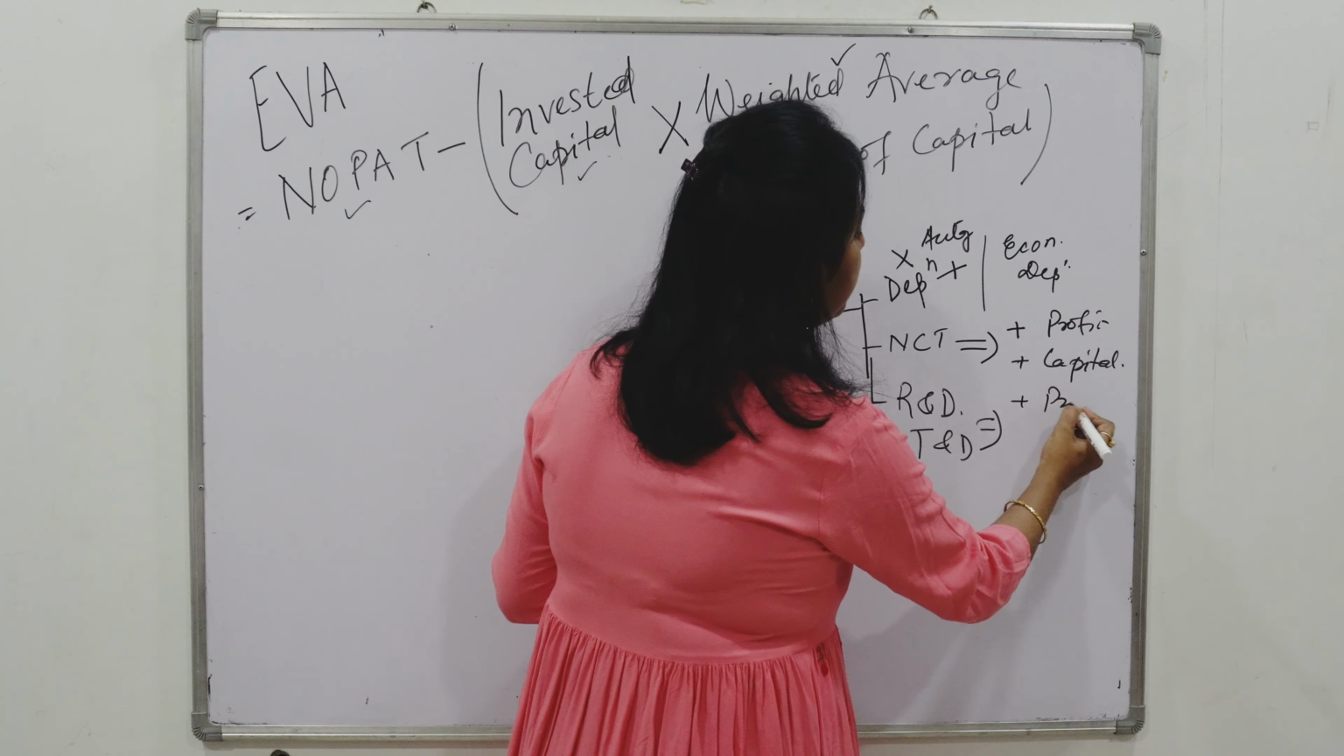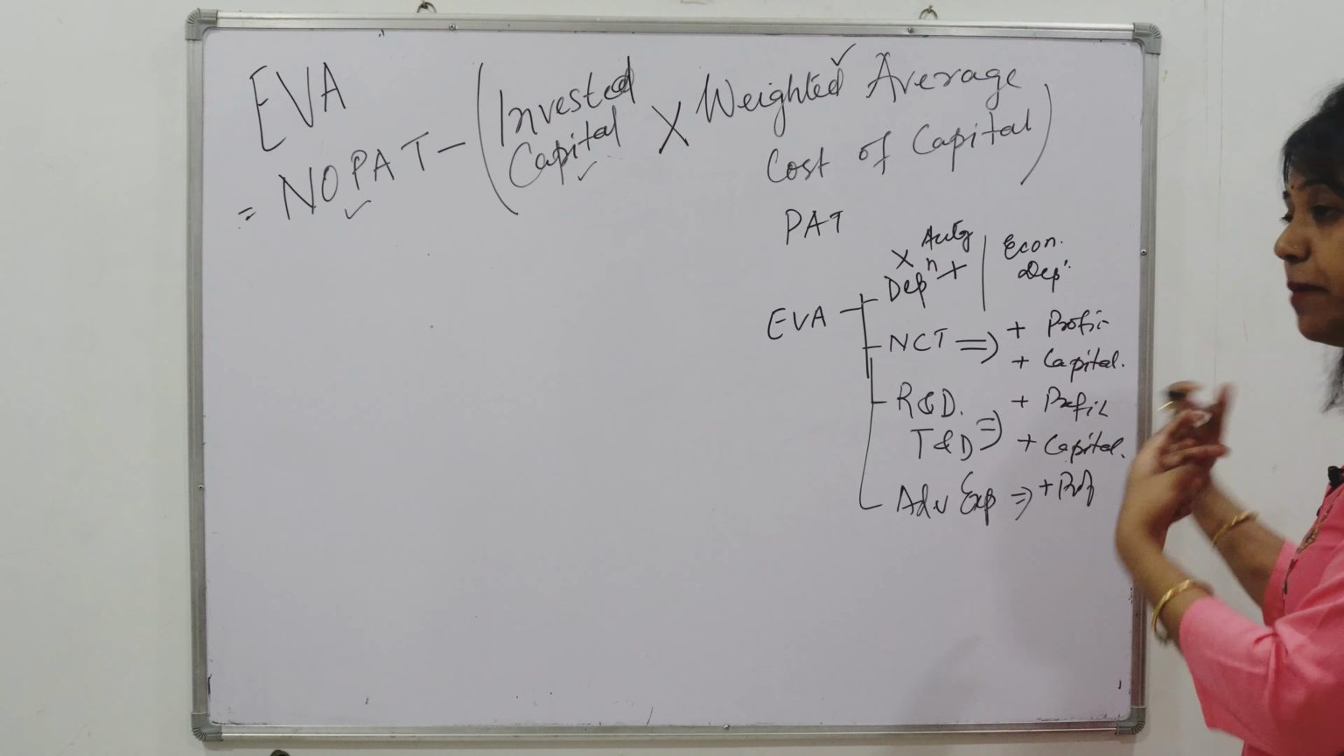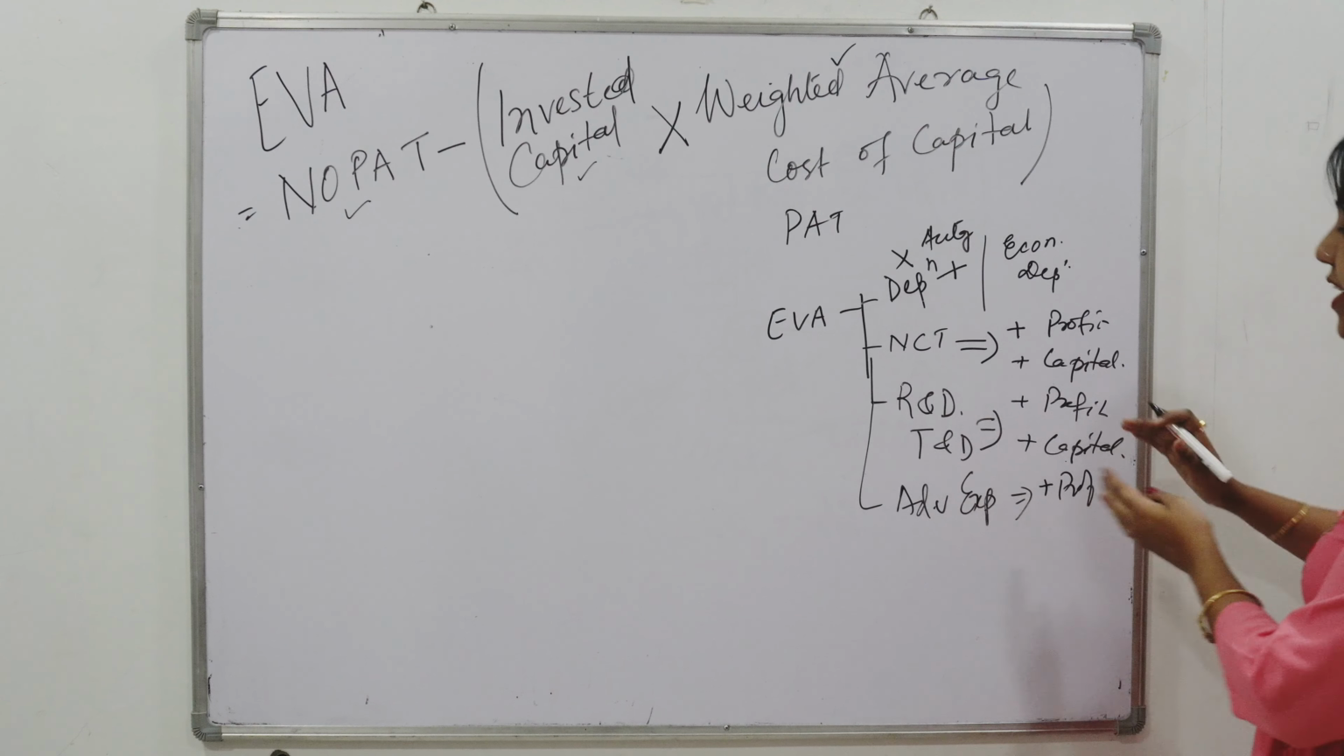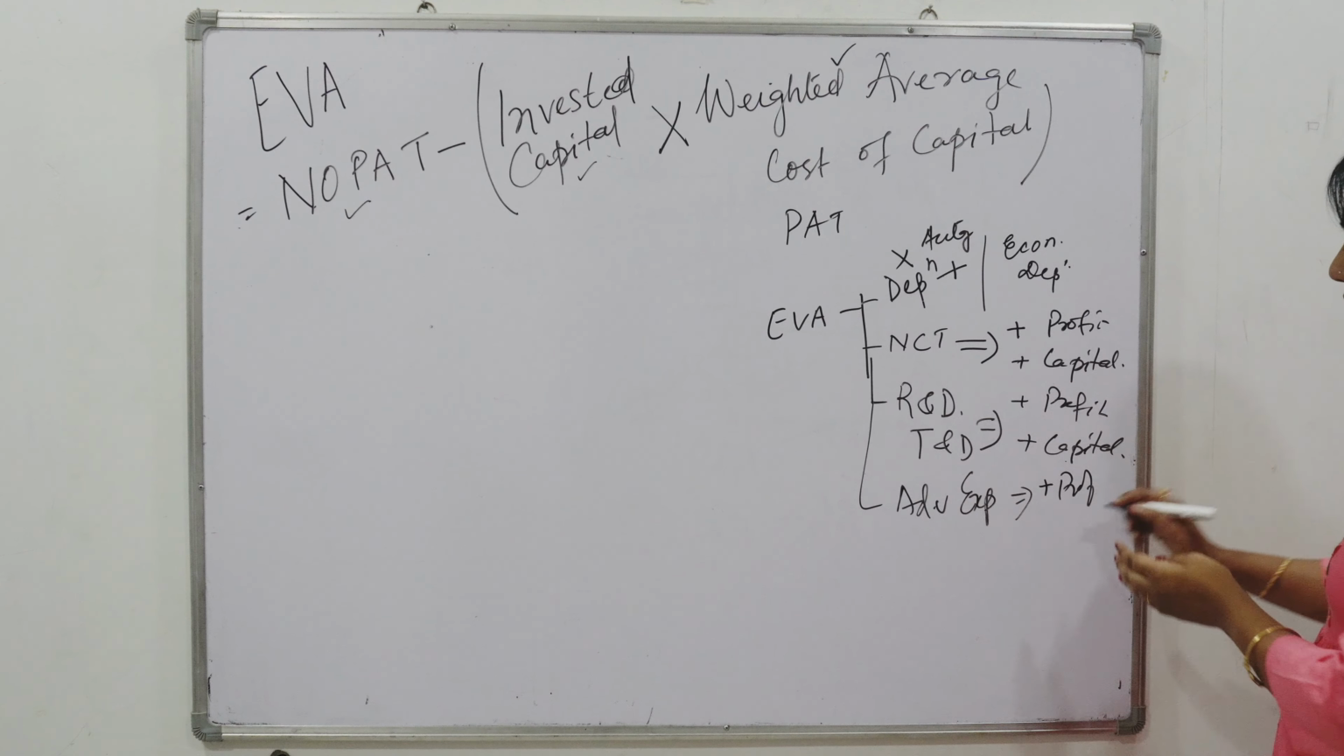Similarly, advertisement expenditure also. When you are advertising, you are incurring some cost, but this cost is with the objective of gaining some returns in the future. So the same logic prevails, that you have to add it back with the profit. Add back means you have already deducted it from the profit, no? So you have to add it back and you need to capitalize it. So friends, these are certain notes that you have to keep in mind.